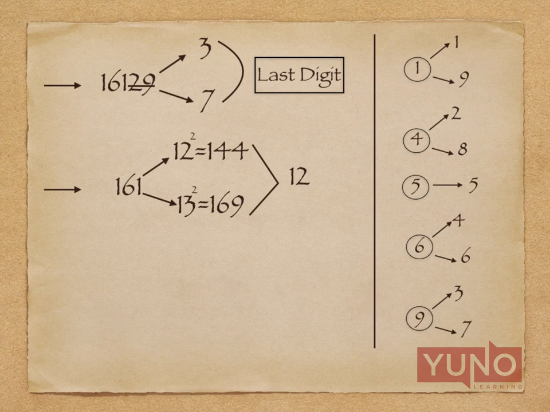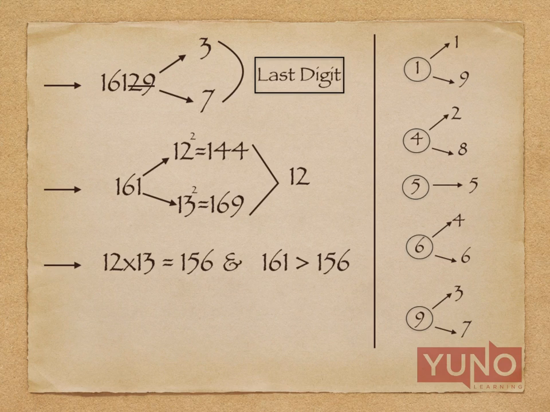But in order to finalize the last digit, I need to multiply this 12 with the next number in the number series, that is 12 times 13, which is 156, and 161 is always greater than 156. So I'm going to consider the bigger number out of 3 and 7. So my final answer would be 127.